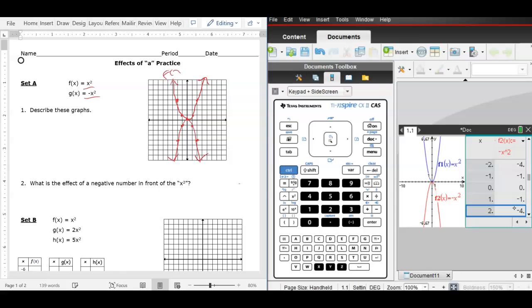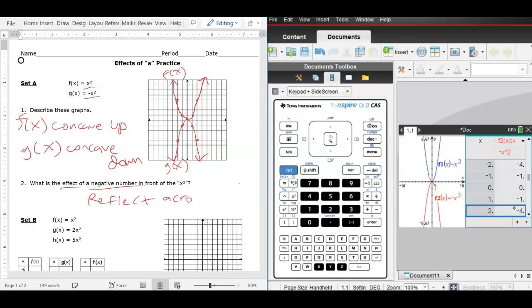So I got f of x up here. I got g of x down here. Okay, I want to describe these graphs. F of x is concave up. And then g of x is concave down. What is the effect of the negative number? It reflects across the x-axis. Cool.